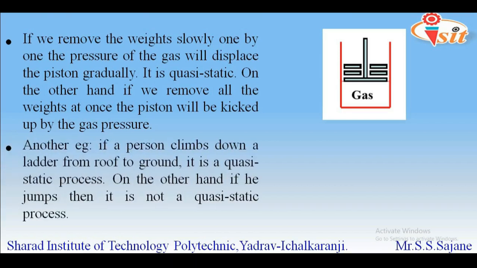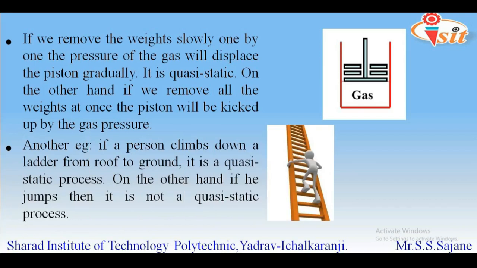Another example, which is very simple so that you can understand very clearly what is actually the meaning of quasi-static process. Let us assume that a person wants to climb down from a roof to the ground floor by using a ladder. Here in this diagram you can see that this person is coming down to the ground from the top of a building, or say a roof. When he climbs down using a ladder, he is coming down slowly, using each step to climb down. So this is called a quasi-static process.